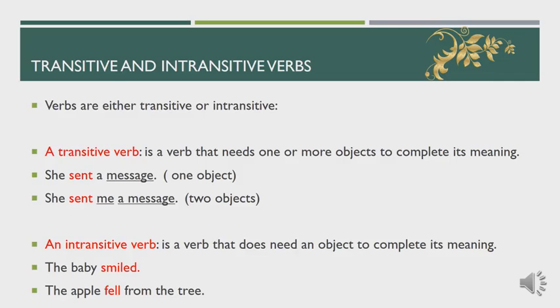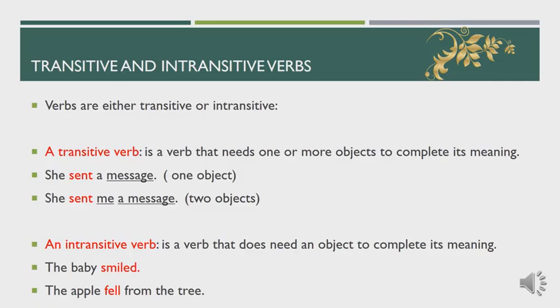In the second sentence, she sent me a message. After sent, we have me and a message. Me is N. It is a pronoun, so it is N. A message is N. So we have two N's after the verb. We have two objects after the verb. So sent here again is a transitive verb.